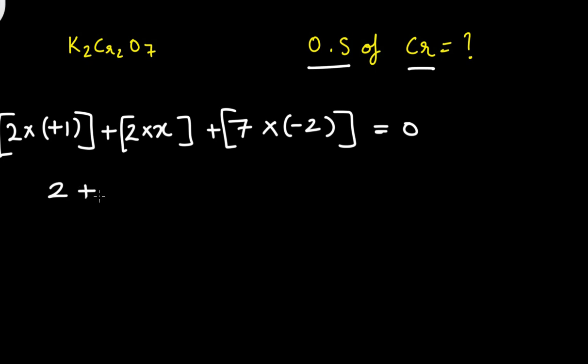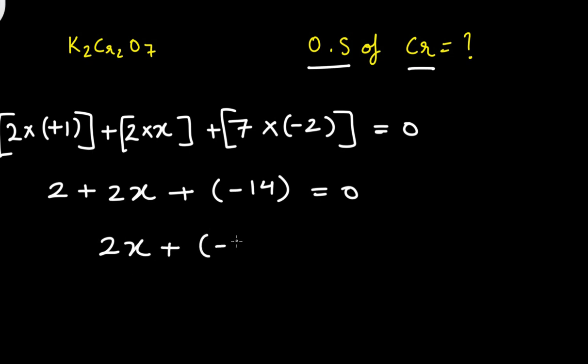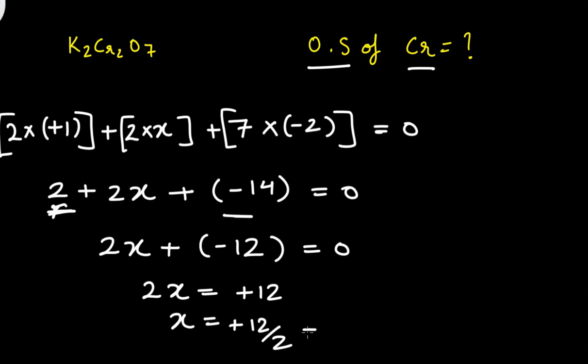Solve it. You will get 2 plus 2X plus -14 is equal to 0. After solving you will get 2X plus -12. We solve this one and this one. After solving these two you will get 2X plus -12 is equal to 0. 2X is equal to +12. X is equal to +12 by 2, which is +6. So the oxidation number of chromium is +6 in K2Cr2O7. Let's move to the next example.